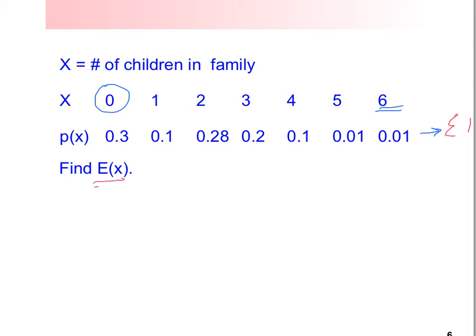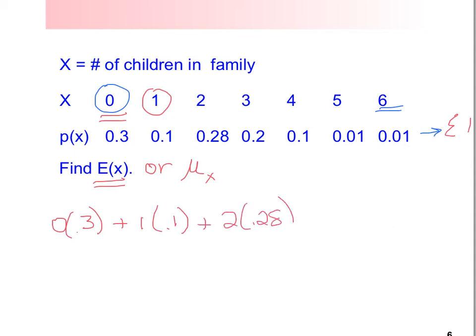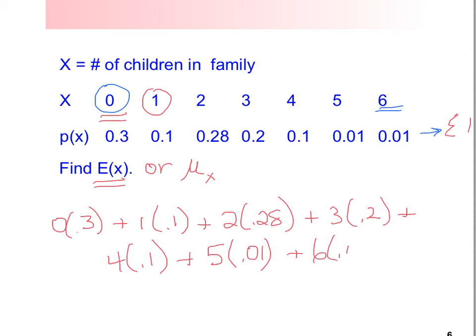So if I want to find the expected value or the mean of the number of children in the family, here's what I would do. I would take the value of the random variable and multiply it by its probability. Take the next value of the random variable and multiply it by its probability. Take the next one, 2 times 0.28. The next one, 3 times 0.2. The next one, 4 times 0.1, 5 times 0.01, and 6 times 0.01.